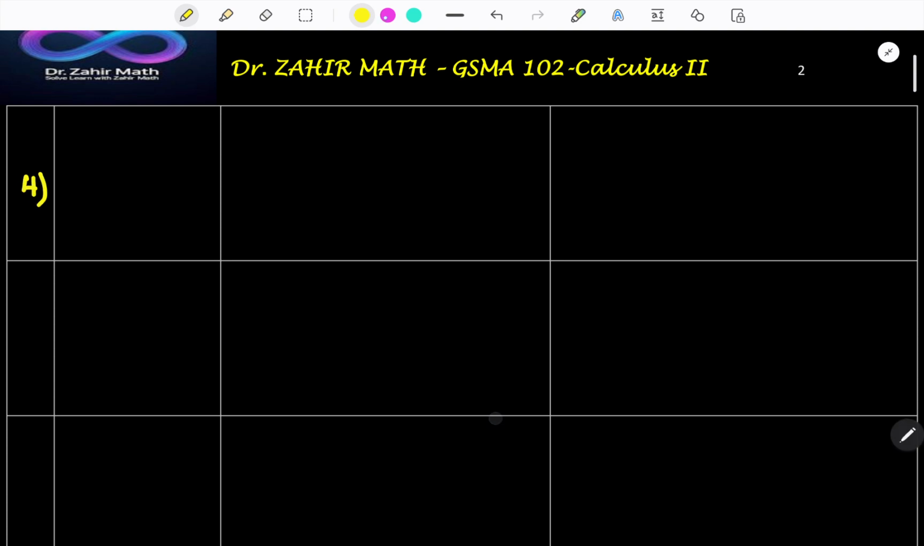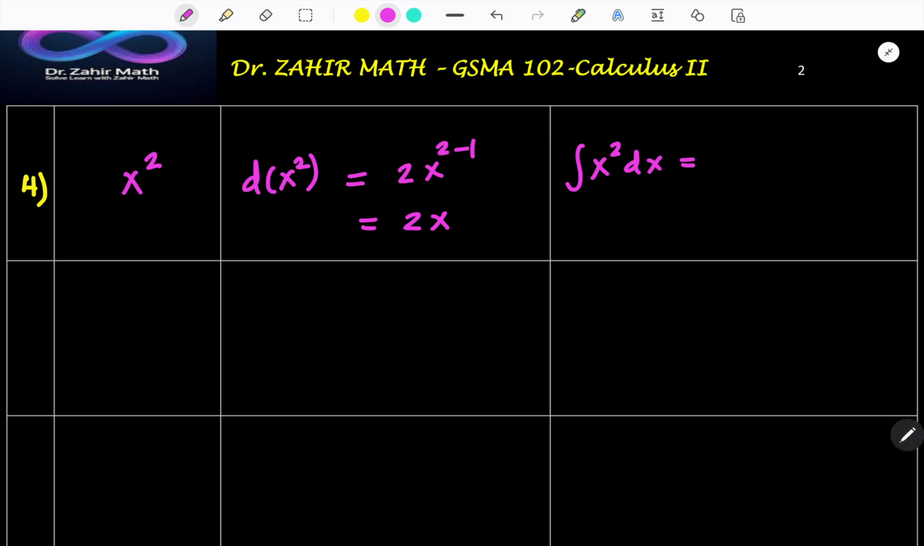Let me give a simple example. Suppose you have x square and you want to differentiate it. What will be your answer? It is 2x to the power 2 minus 1, which is equal to 2x. The same thing for integral x square dx. The integration rule is x power n plus 1: x to the power 2 plus 1 divided by 2 plus 1, plus integrating constant C, which is x to the power of 3 divided by 3 plus integrating constant C.